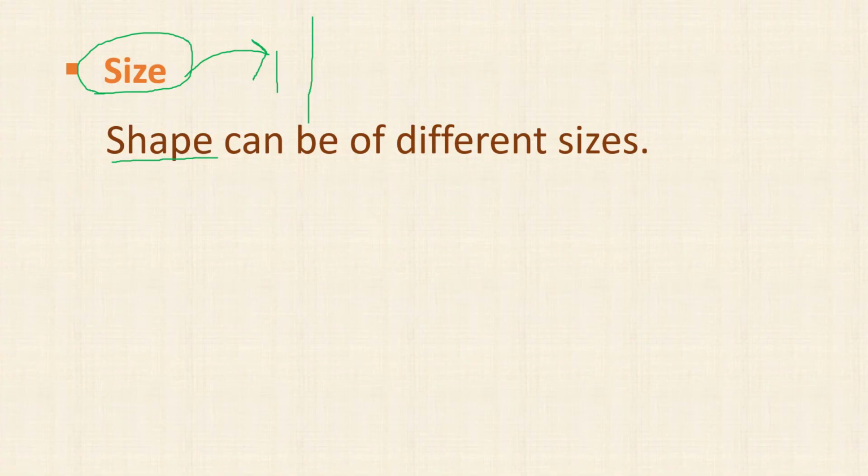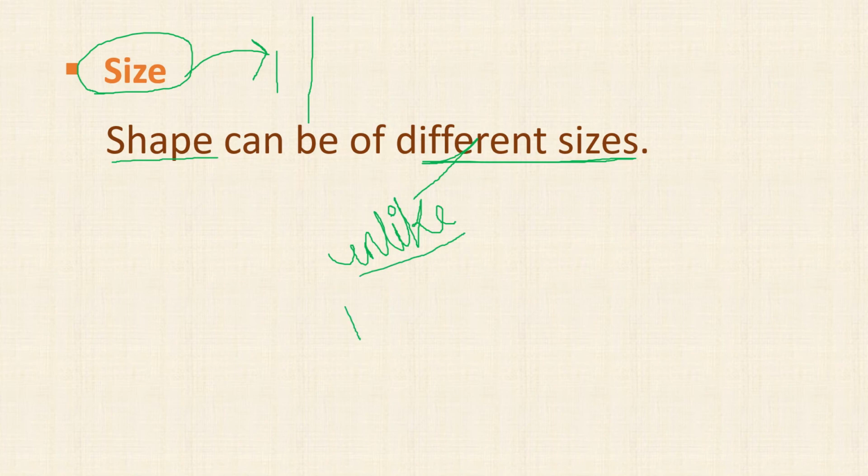And the second is solid shape, but just considered a shape can be of different sizes. Different size means, as I told you, not equal or unlike. Unlike, L-I-K-E, U-N and L-I-K-E. Unlike means not similar, not equal.